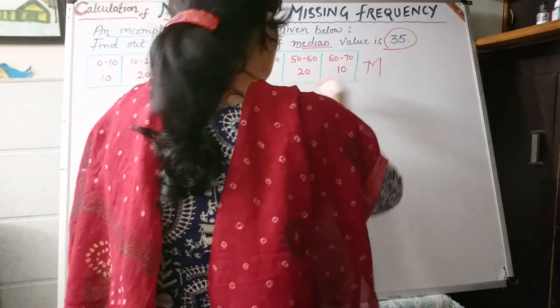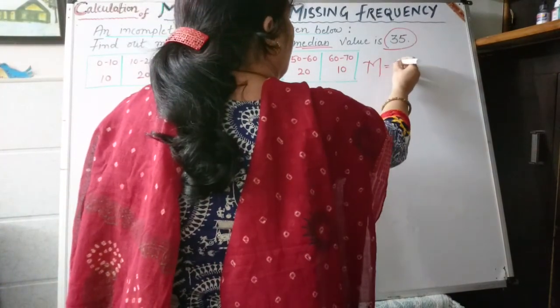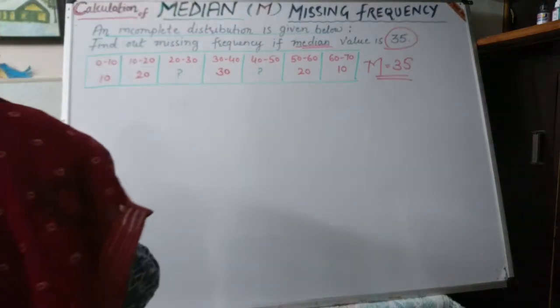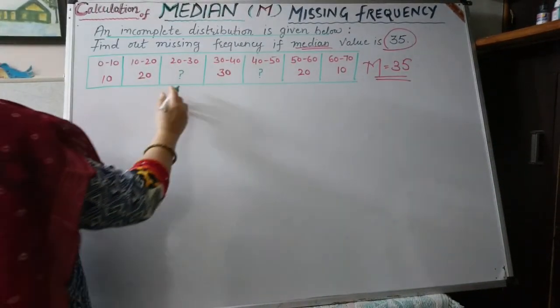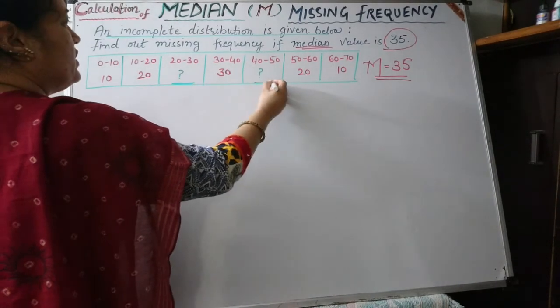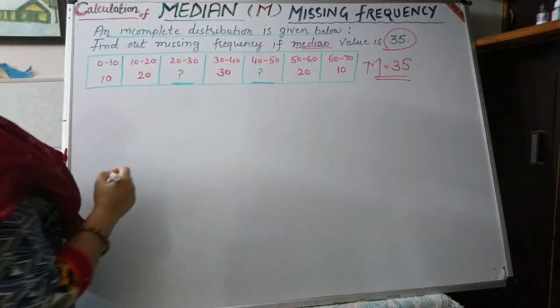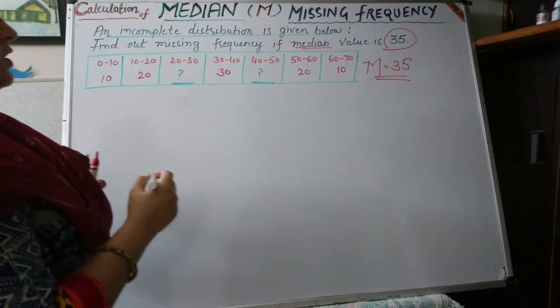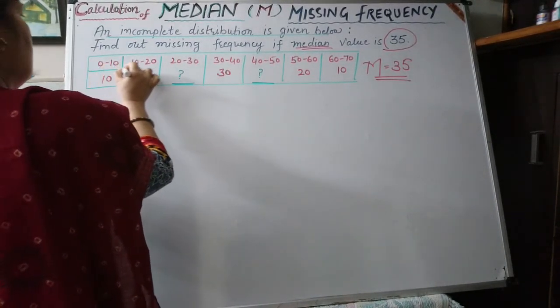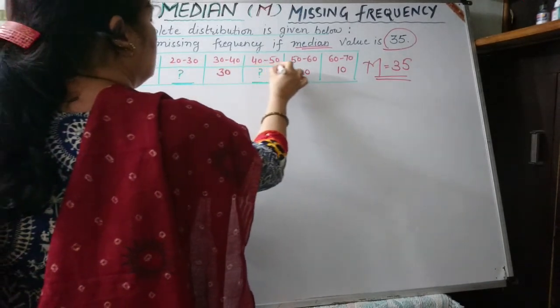M is equal to 35. Median value is given. And we have to calculate these two missing values, missing frequencies actually. So first of all, let us see whether the values are in ascending order or not.